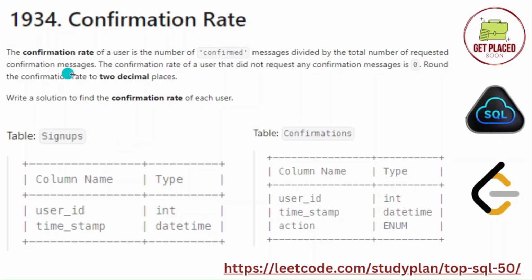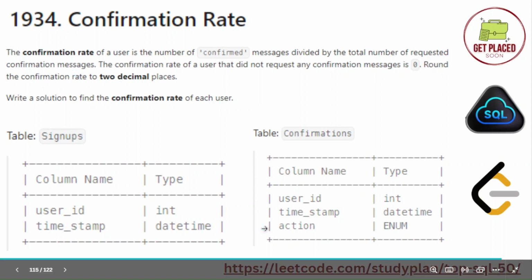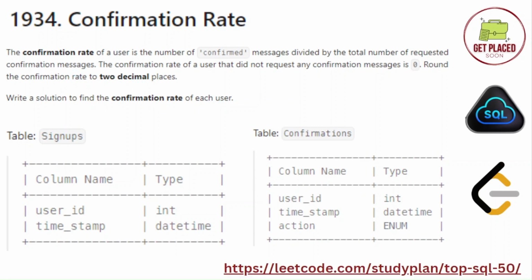The confirmation rate of a user is the number of confirmed messages divided by the total number of requested confirmation messages. So for every particular user, we have to calculate the confirmation rate. How can we calculate it? For that particular user, how many times he requested and how many times the request got accepted. Accepted divided by total number of requests will give us the confirmation rate. After that, we need to round the result to 2 decimal places.